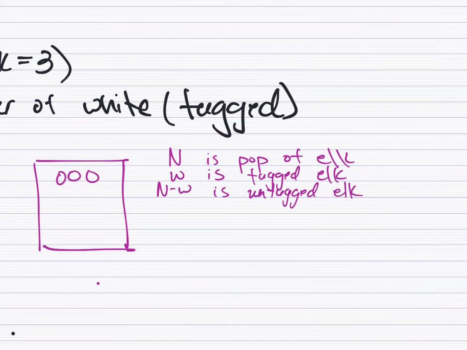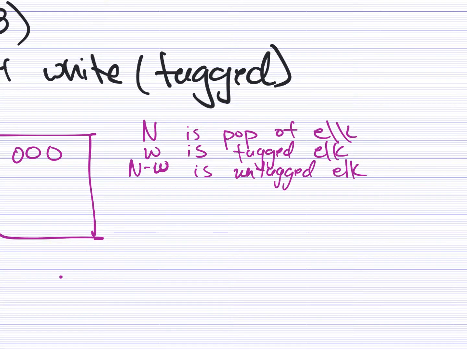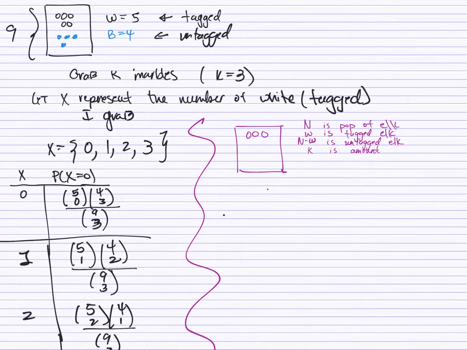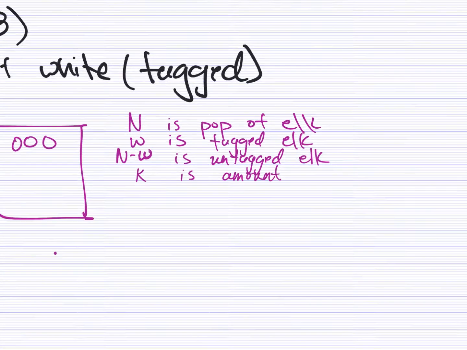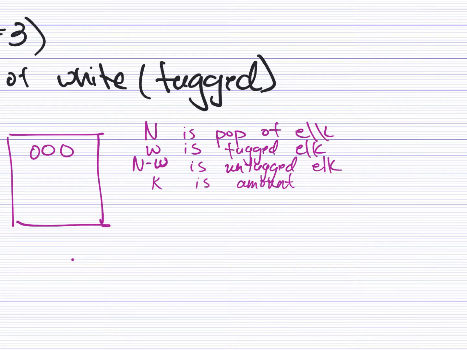So W is our tagged, N minus W is our untagged. Okay, now we're going to go back and recapture K of them. K is the amount, it was 3 in our last example. Here, we're just going to say arbitrarily, K is the amount that I recaptured.